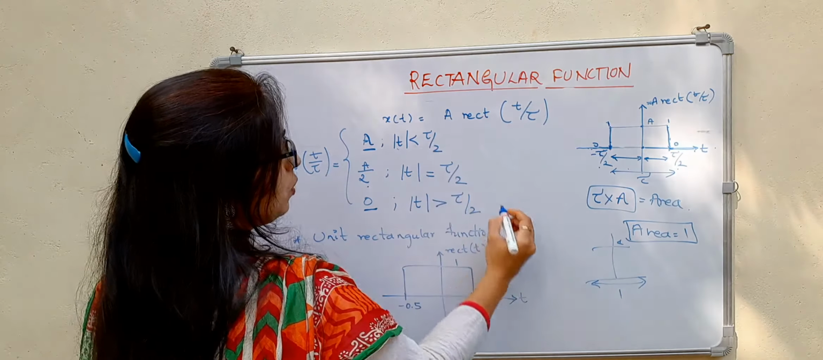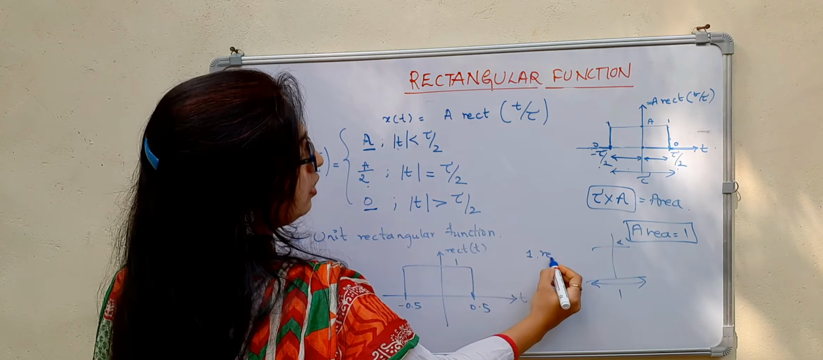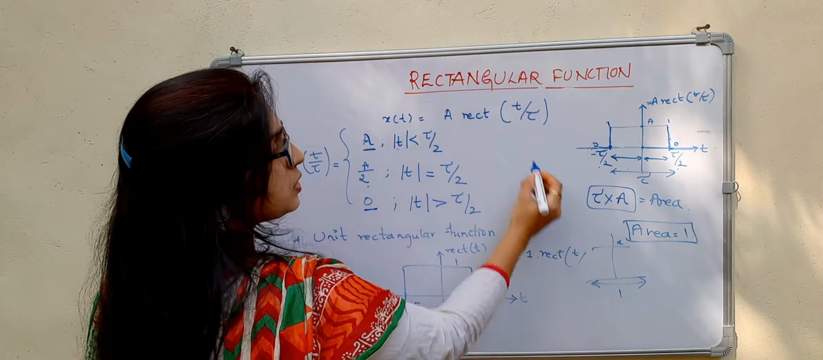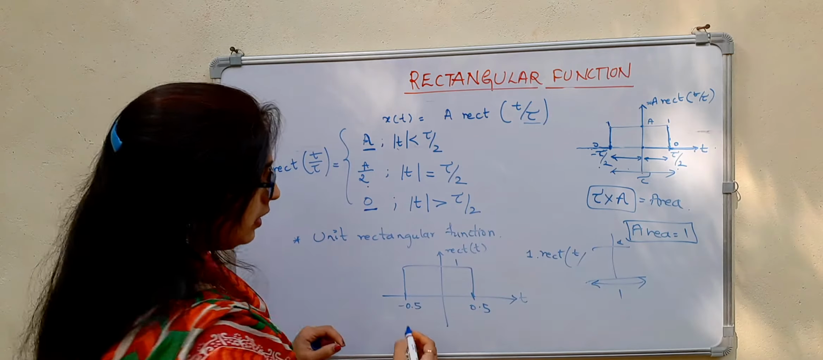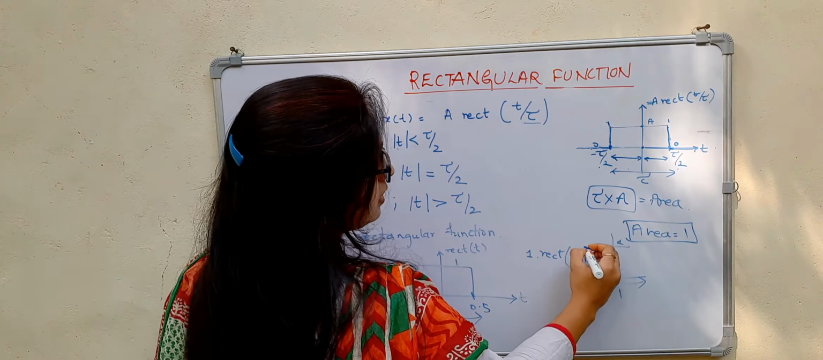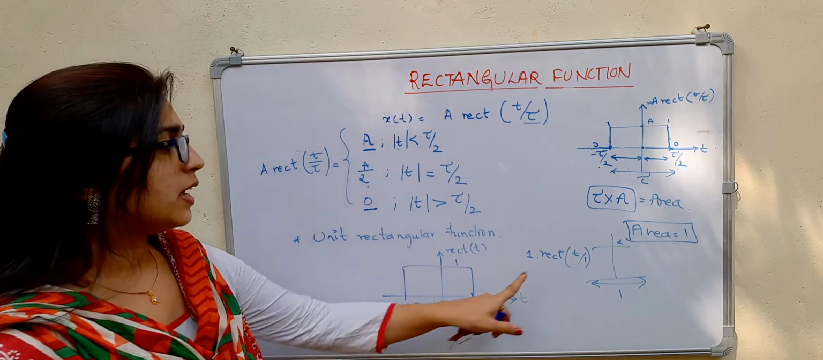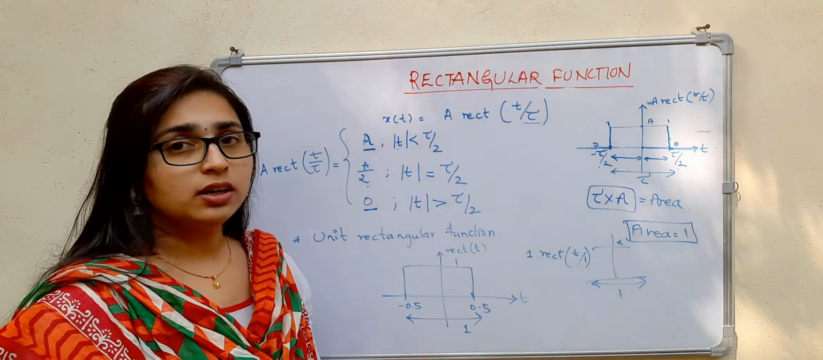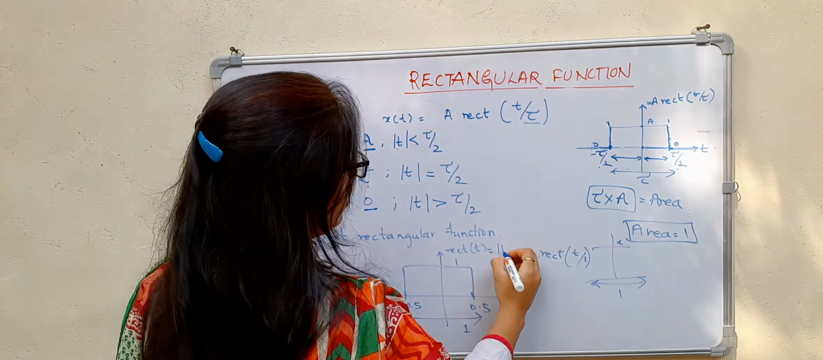See, A is equal to 1. What is your tau value? The total width here is equal to 1, right? So this can be written as rect(t).